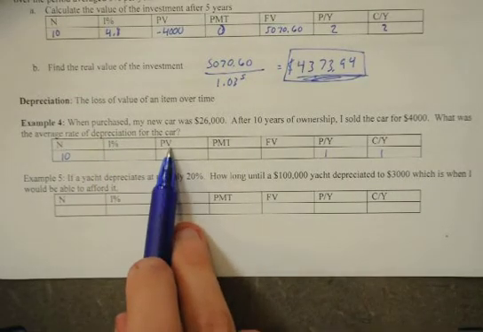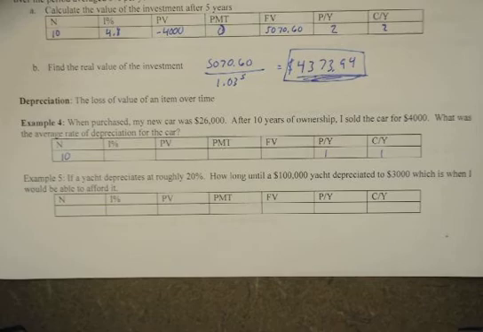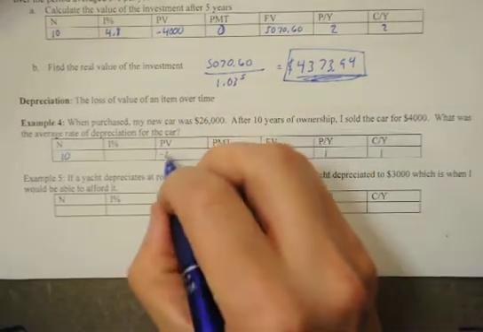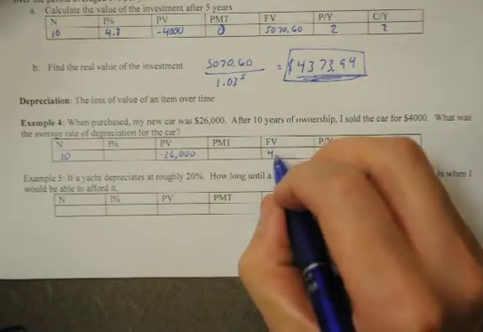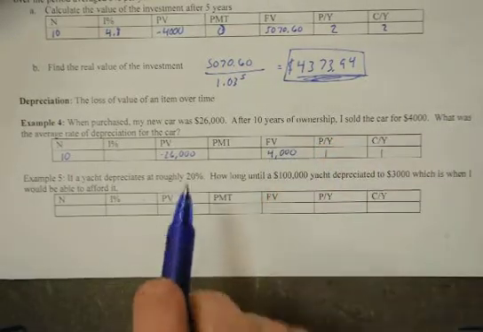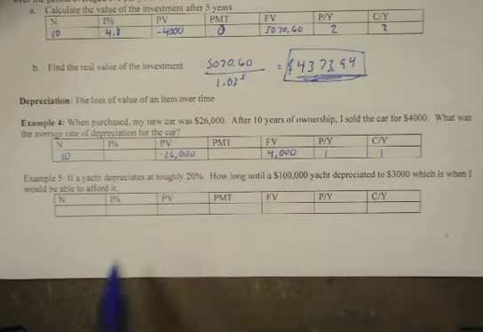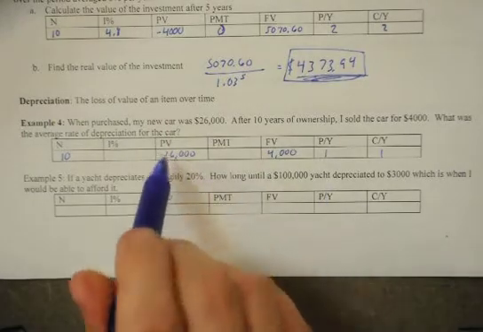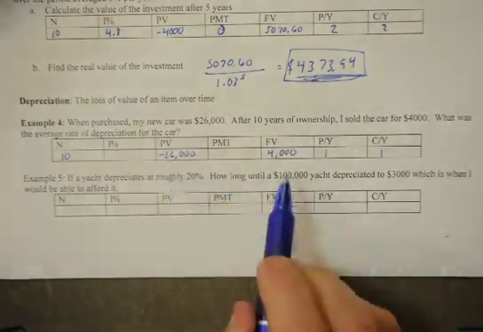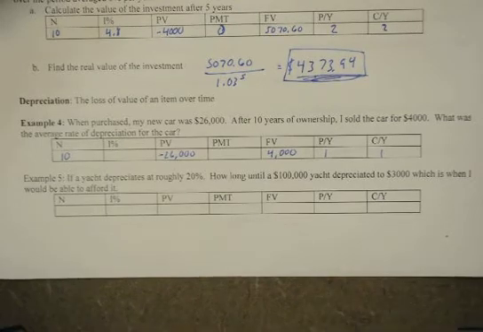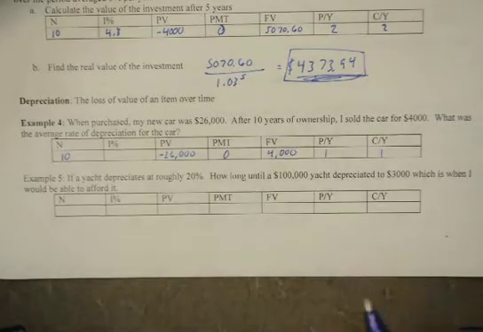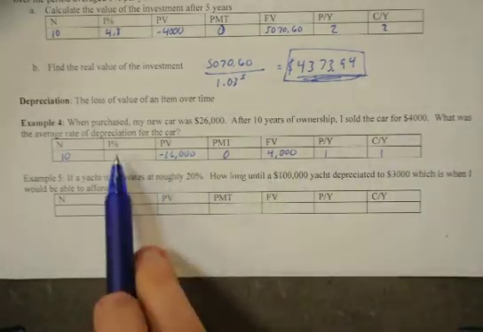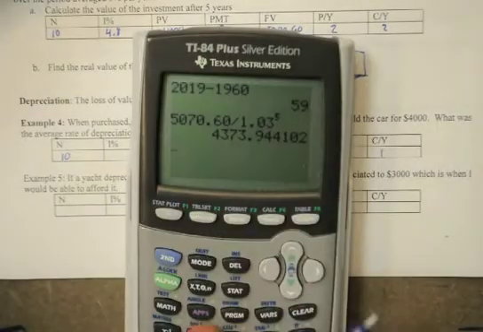The present value, think of it like this. You put $26,000 into your car, and you got out $4,000. So you're putting money into the car. That's why I made it negative. You're getting $4,000 back from the car. We're not making payments on it. This is strictly depreciation. We're just trying to get that interest rate. So let's go and figure that out.